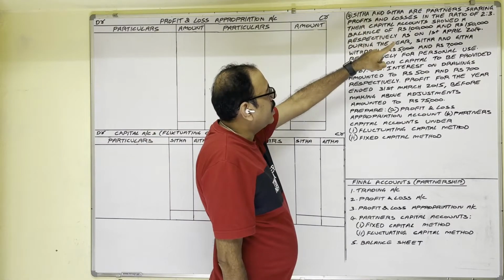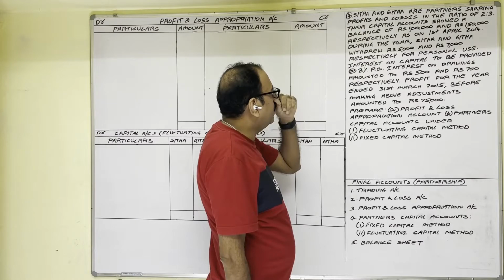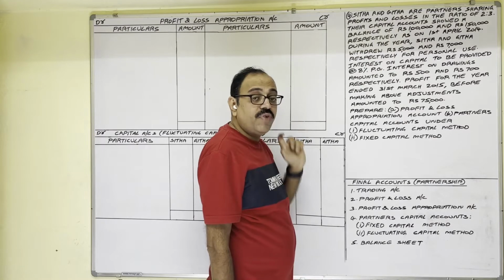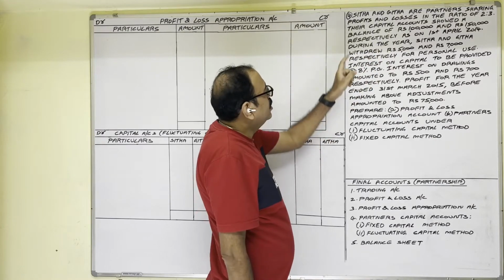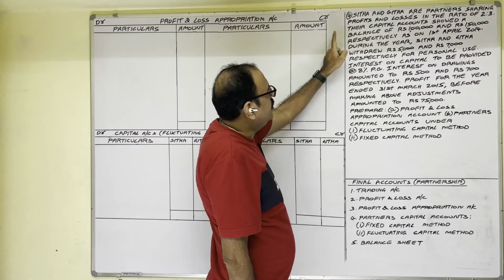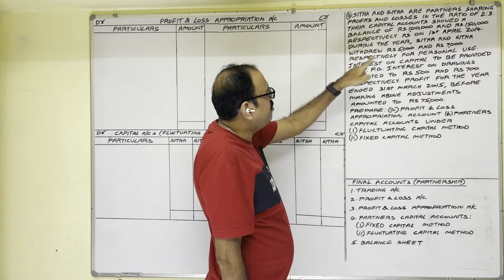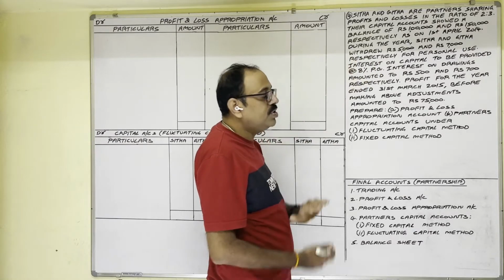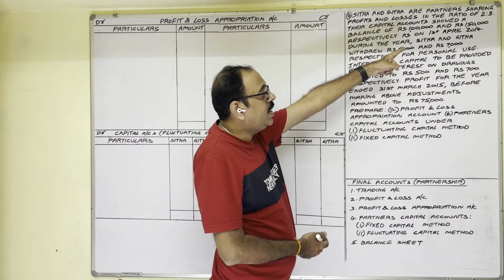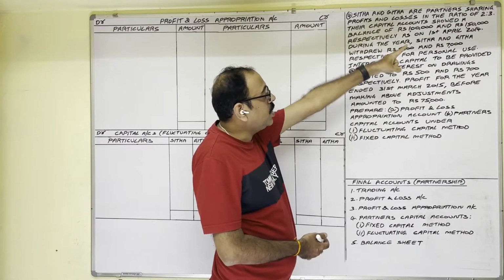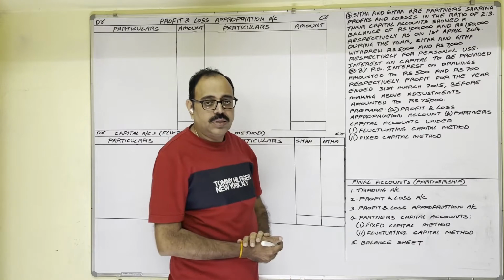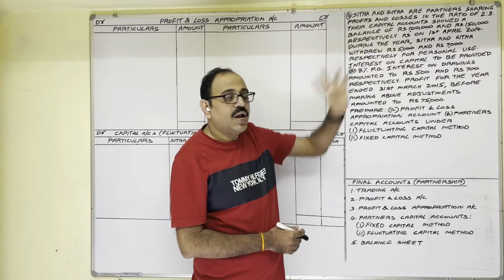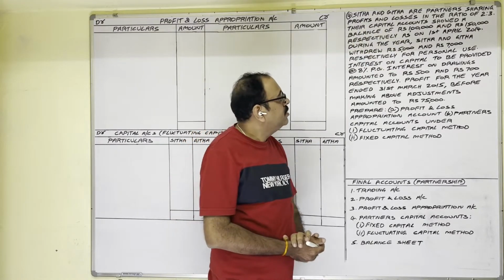Sita and Geeta are partners sharing profits and losses in the ratio of 2:3. So Sita's share is 2/5. How did 5 come? 2 plus 3. Geeta's share is 3/5. Their capital accounts showed a balance of 1 lakh rupees and 1,50,000 rupees respectively as on 1st April 2014. So this is the opening date of the year. Therefore, these two capitals are known as opening capitals. So Sita invested 1 lakh rupees and Geeta invested 1,50,000 rupees in the business.